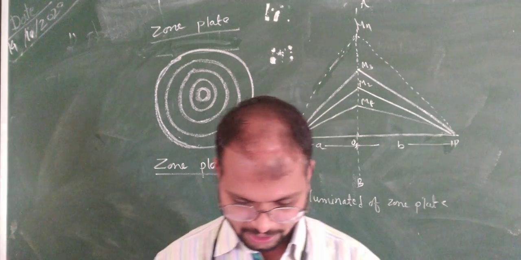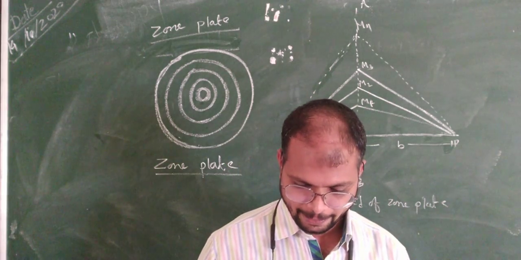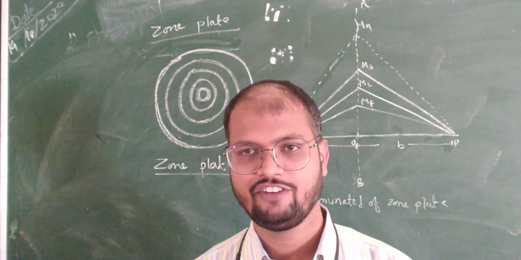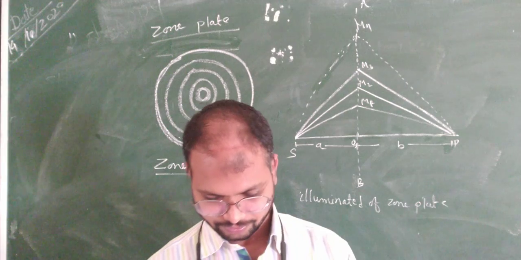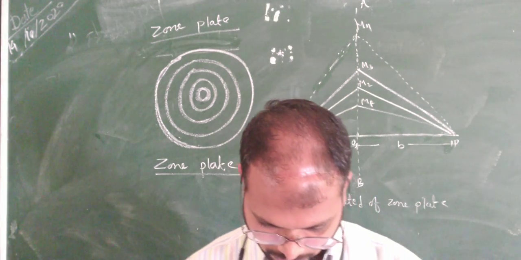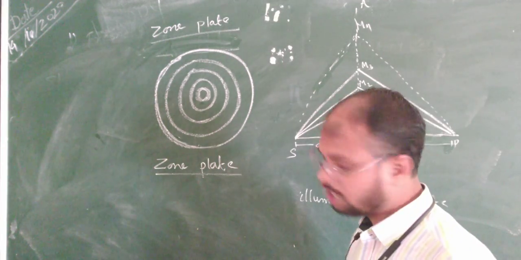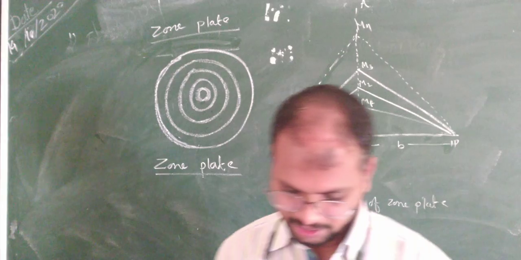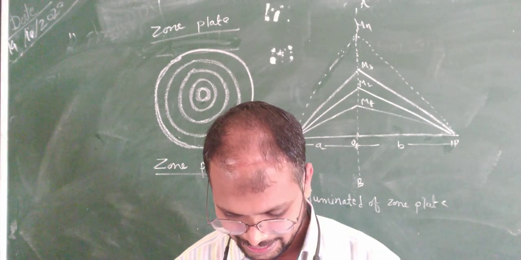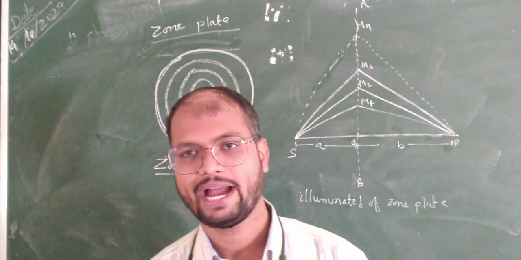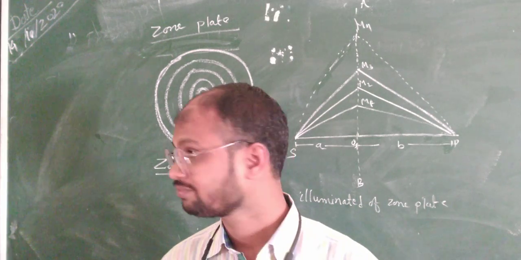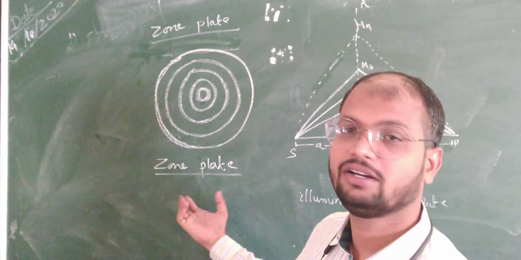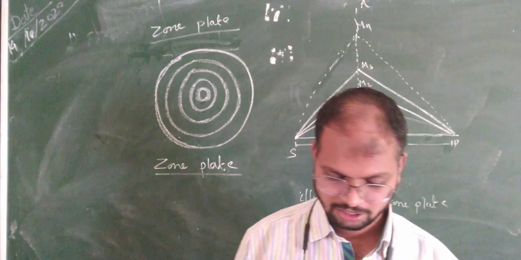The negative of the photographic plate thus obtained acts as a zone plate. In the figure, it shows that the odd zones are transparent to the incident light, while the even zones are opaque. So this is the information about the zone plate and how to construct it. Now we learn the theory of this zone plate.